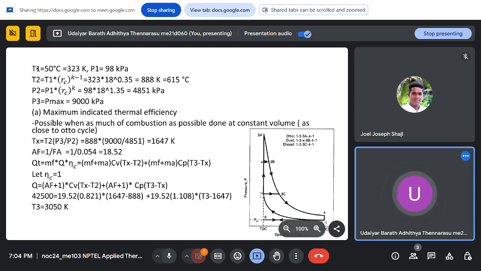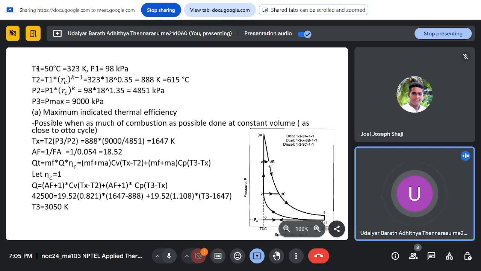So 1 to 2, then 2 to X, X to 3B, and then 3B to 4. So this is what our process will be. So your temperature at state X is T2 into P3 by P2. Because this is happening at constant volume, with this you can find out Tx as 1647 kilopascal. So this we have already found out.